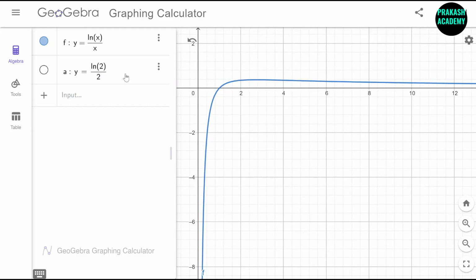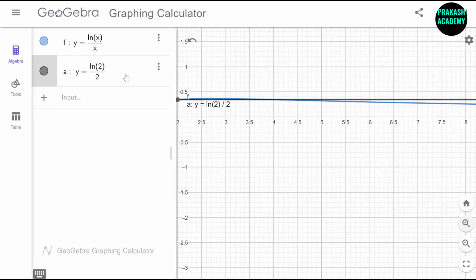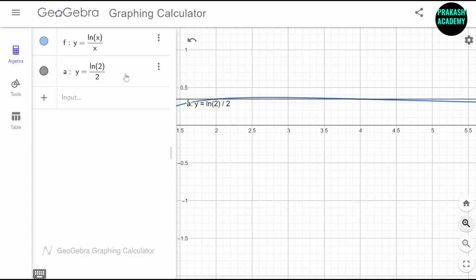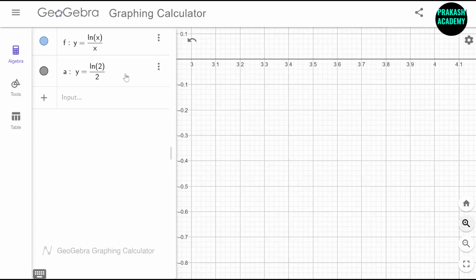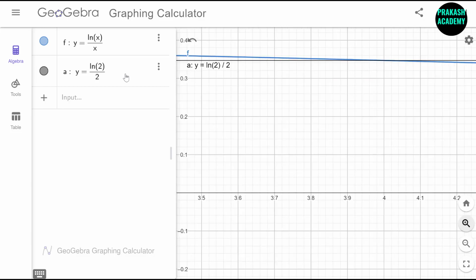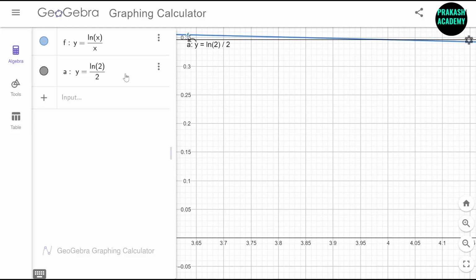Now you can zoom this. If I zoom this, you can clearly see that there is a point where it is intersecting. I need to zoom further. So you see, these two functions are crossing at this point, somewhere here, so that is 4. So this point is x equals 4.